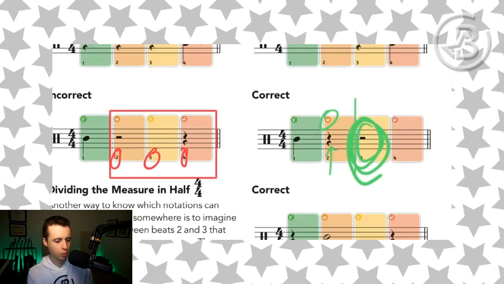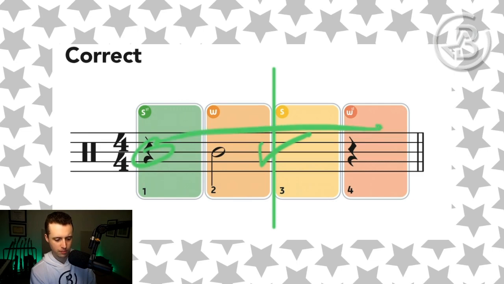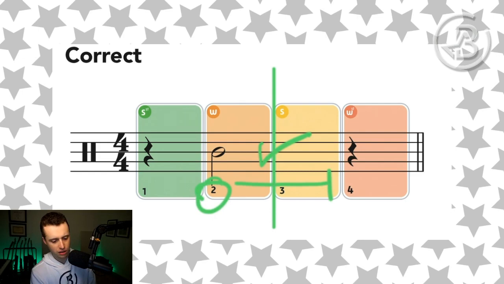Let's look at one more in 4/4. This is actually a correct example. So let's say a whole note starts here. Yep, it can last through, so technically crossing the divide because it's worth 4 counts. And a half note, sure enough, can start on beat 2 and last into beat 3 and cross the divide. That is A-OK to do.